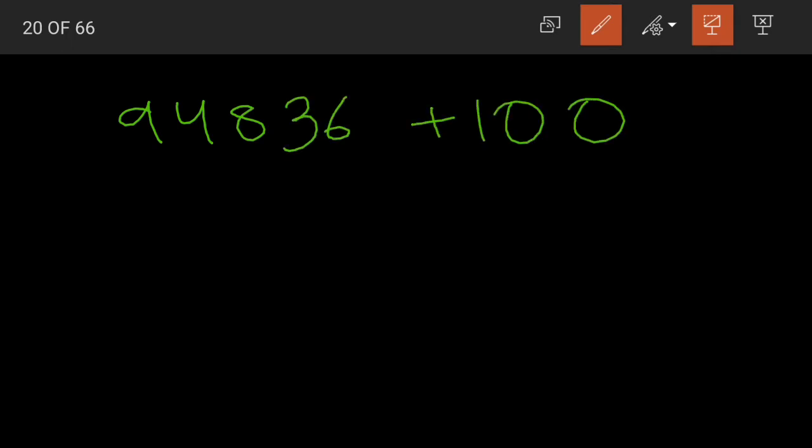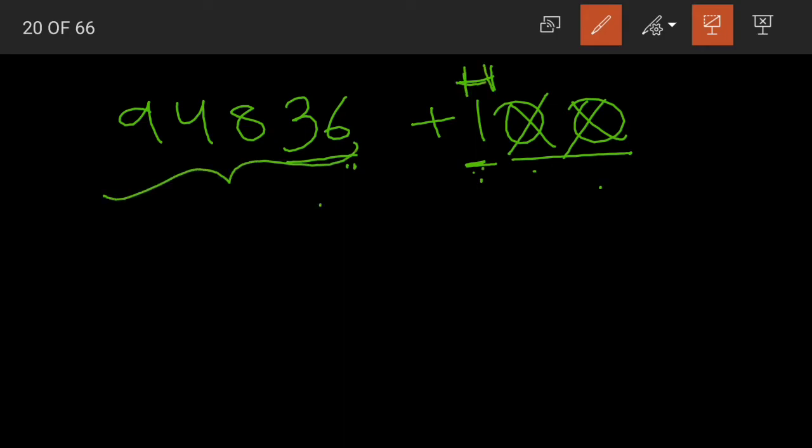94,836 plus 100. Now again, as I said, we know that 0 plus anything is equal to that thing only. So the numbers being here or not being here will be the same only. Here we are having 1 in hundreds place. The only number which is useful for us is 1 in hundreds place.